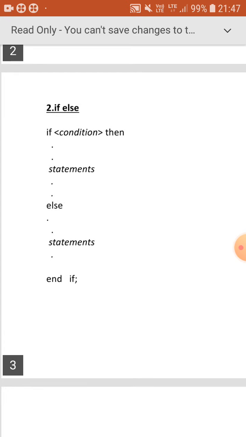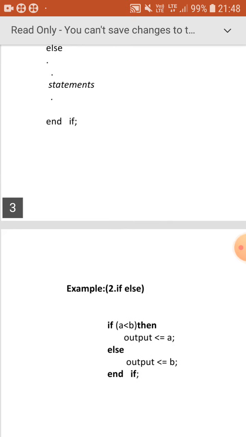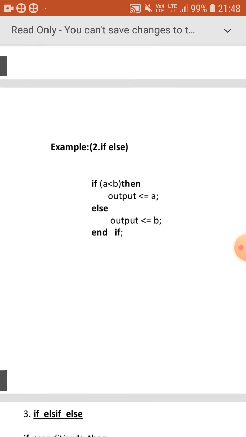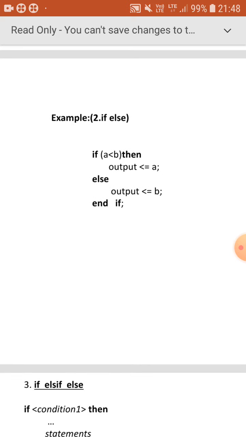If the condition is true, then it executes the statements inside the if statement. If the condition is false, then the statements inside the else will be executed. Here you see the example. If a is less than b, then a is assigned to output. If a is greater than b, that is, if the condition is false, then it goes to else. So output is equal to b.